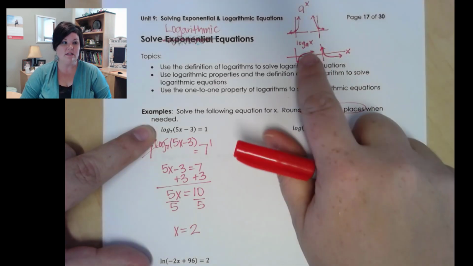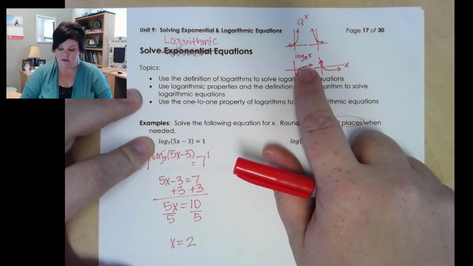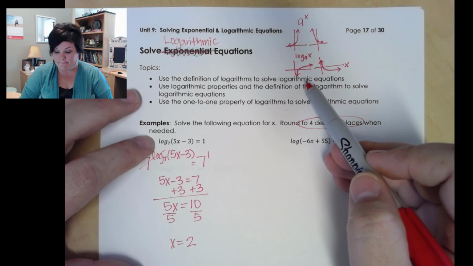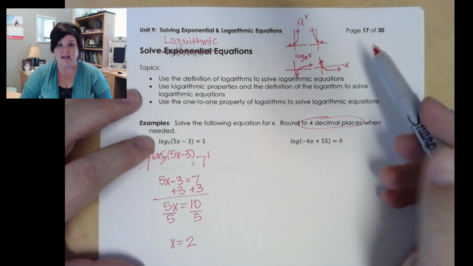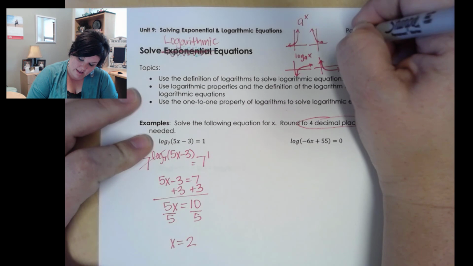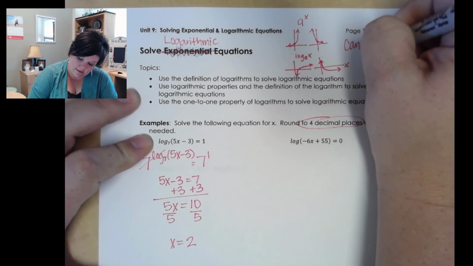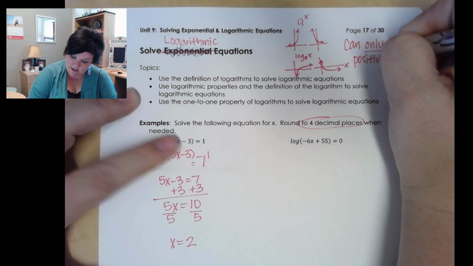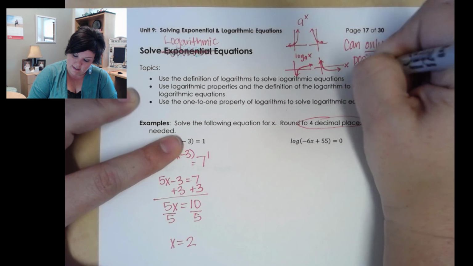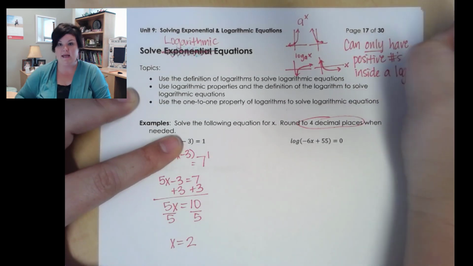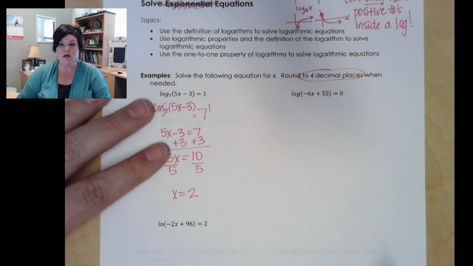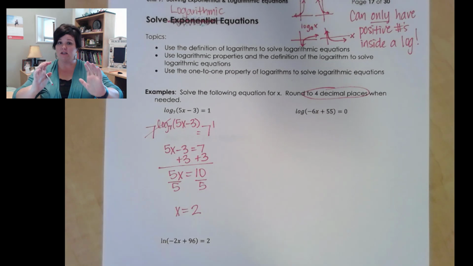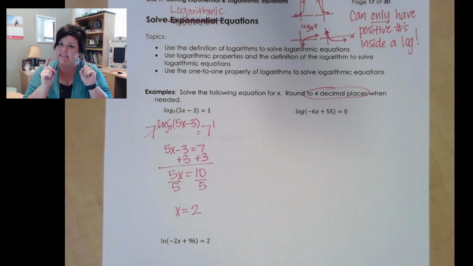So anytime we're dealing with logs, and notice our x goes inside the log, we can only evaluate it at positive values of x. So I'm going to say you can only have positive numbers inside a log. Now, this is talking about what's inside that log to be evaluated. It's not talking about your specific answer.